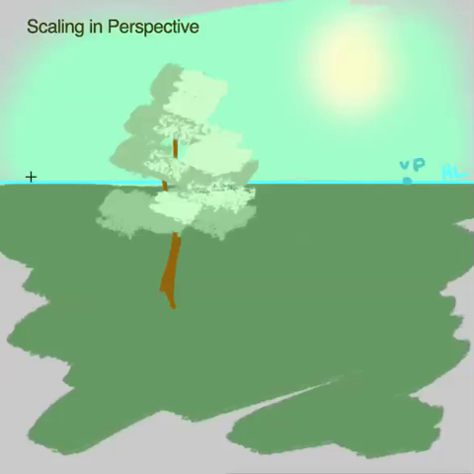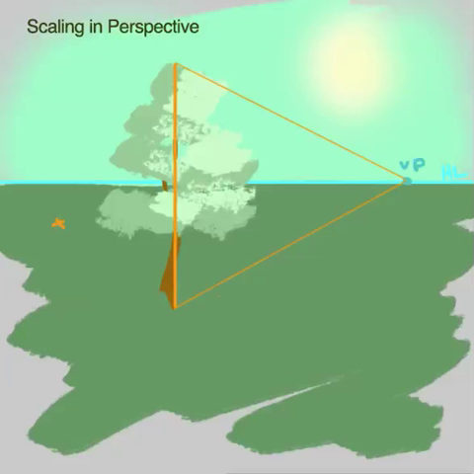Next, locate your horizon line and choose a vanishing point. The first thing you will do is draw a guideline from the bottom of the tree back to the vanishing point and from the top of the tree back to the vanishing point. Note this vertical line indicates the height of your tree or your first figure.